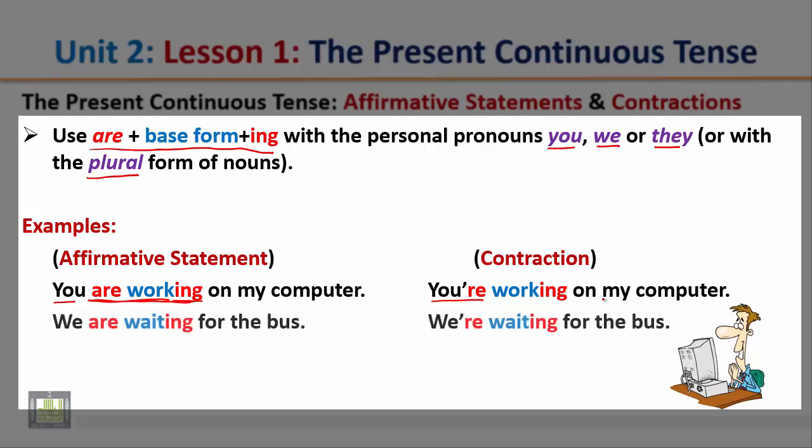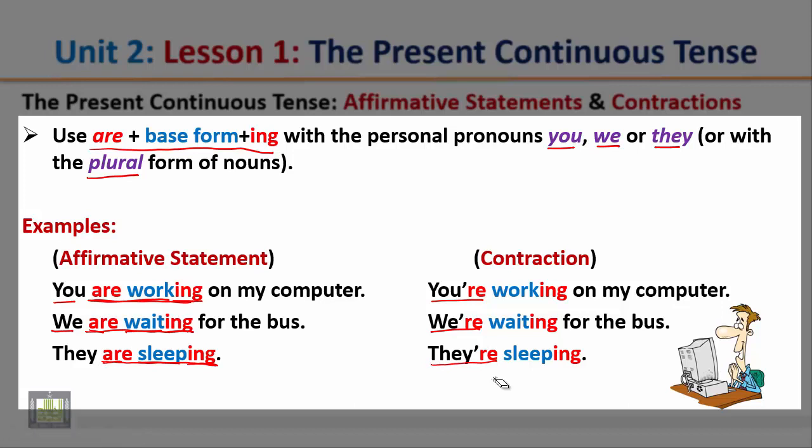Another example, we are waiting for the bus. After we, we use are plus base form plus ing. This is the present continuous tense. The contracted form, we're waiting for the bus. Another example, they are sleeping. After the pronoun they, we use are, the base form, plus the ing. This is the present continuous tense. The contracted form, they're sleeping.